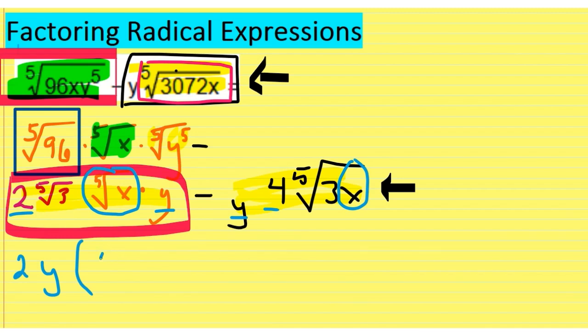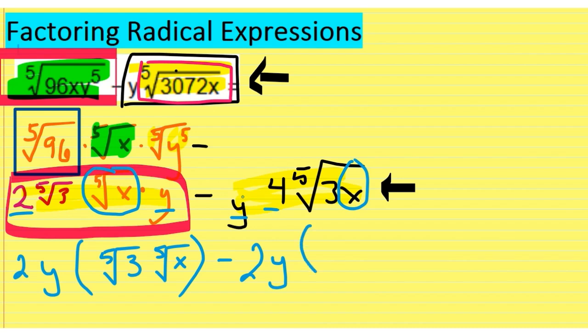The fifth root of 3. And then I've got the fifth root of x. The y came out. And then over here, a 2 came out, and a y came out. So the 4 becomes a 2. 2 came out, but 2 is left. The y came out. There's the y. And that's times the fifth root of 3x.